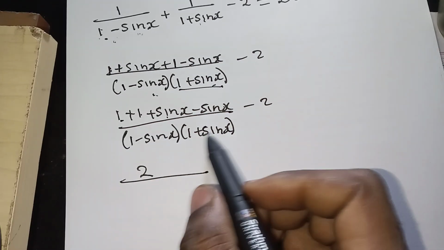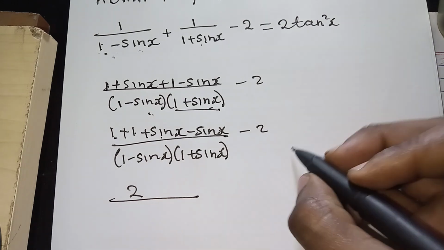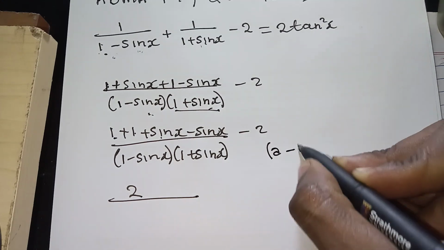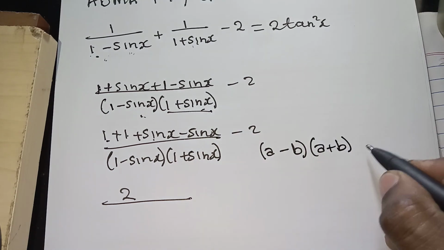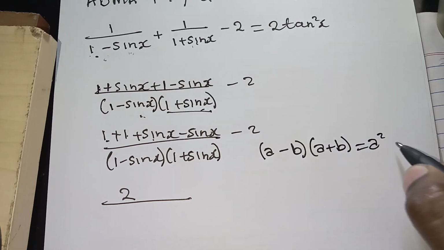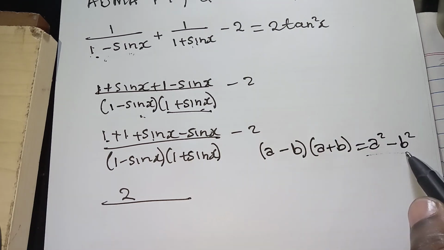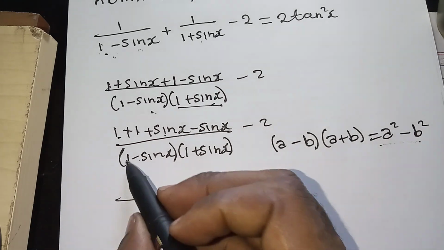And then we have this, which we can expand using the difference of two squares. The difference of two squares tells us that when you have a minus b, then a plus b, the product will be a squared minus b squared. Or when you have this, you can factorize it like this. So let's just apply it.